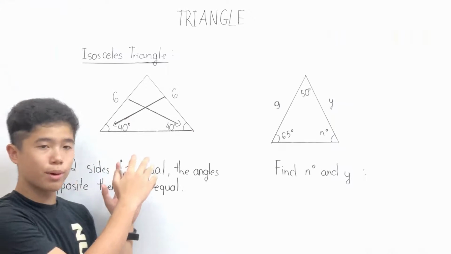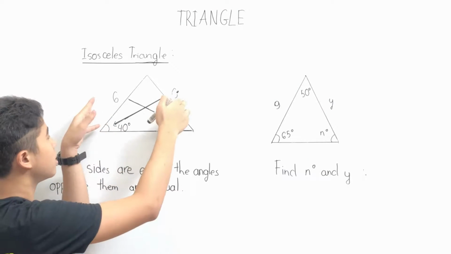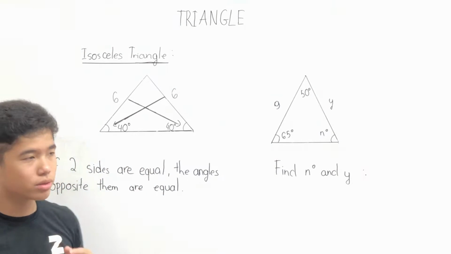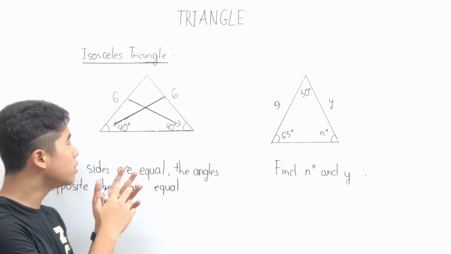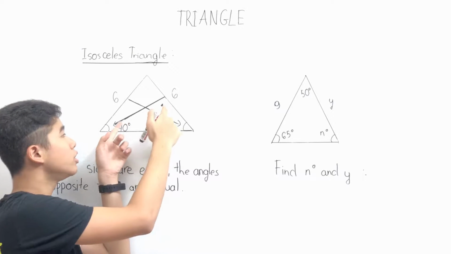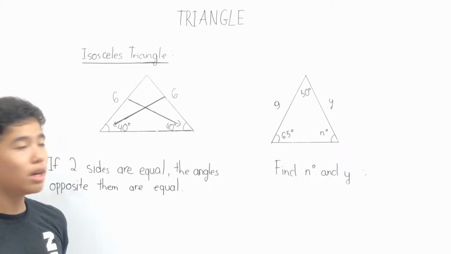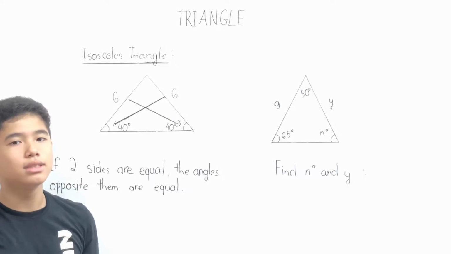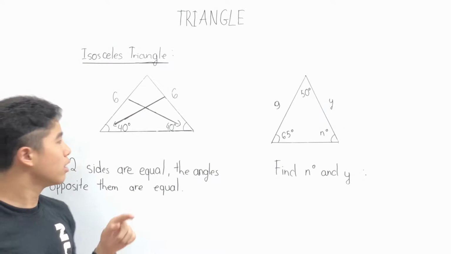If you see an isosceles triangle and the two sides are equal, you must remember that the bottom angles are also equal. You might wonder what these arrows are. The arrows show that the angle is opposite to this side. So this angle is opposite to this side, and this angle is opposite to this side, and the two sides are equal, so the angles must be equal to each other. The angles must be 40.